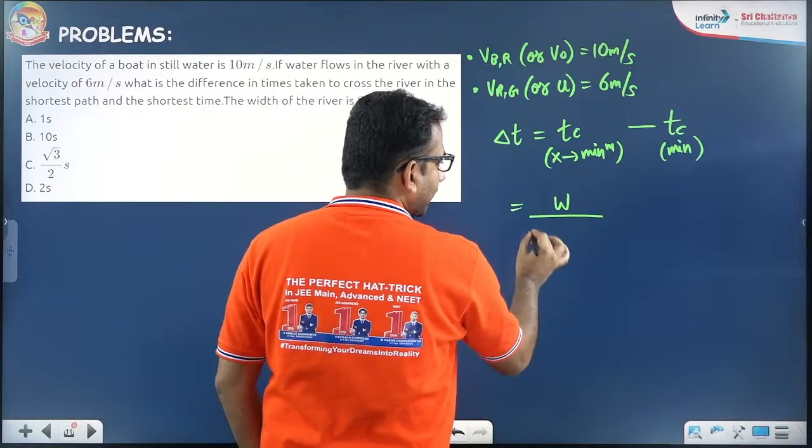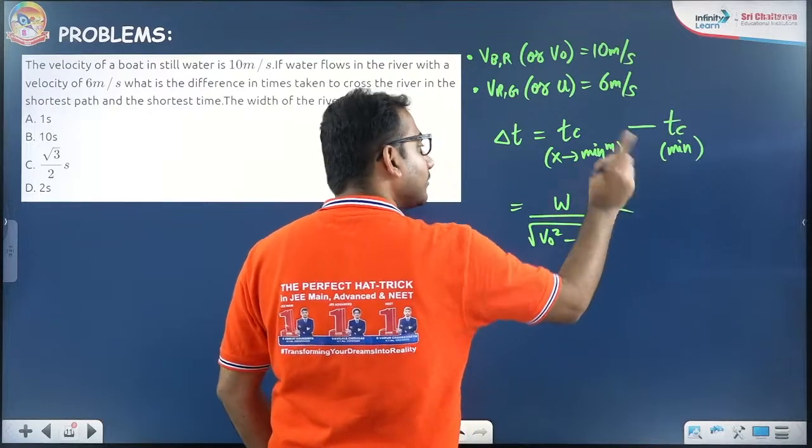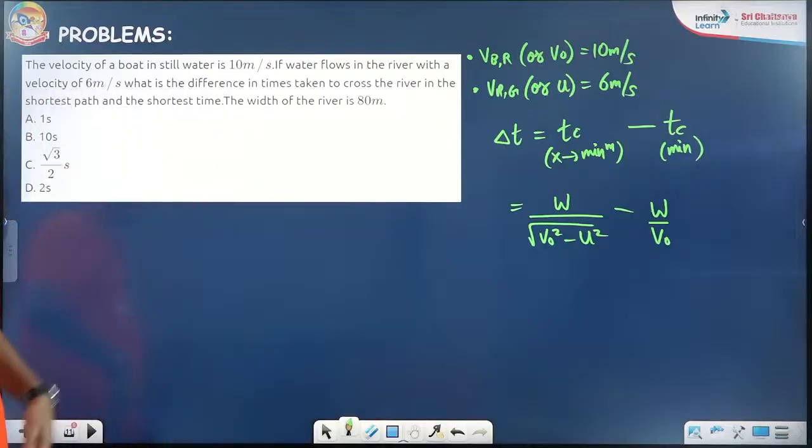That's W by under root V naught square minus U square. And what is the time of crossing for minimum time condition? That is W by V naught. I think everything is given to you.